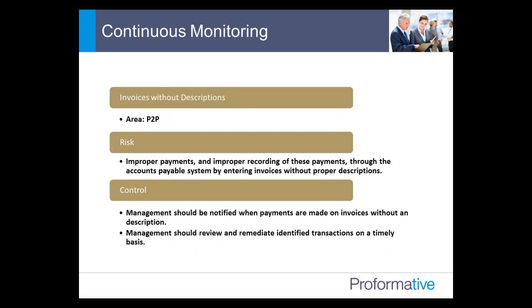As we go on to the next one here, it's still in that same area: proper payments and recording of those payments. You have to have descriptions in there for your payments. A lot of the anti-bribery, anti-corruption laws and acts have not only an anti-bribery provision, but they also have an accounting provision. In this case, you want to make sure that your invoices have proper descriptions so you know what you're looking at.